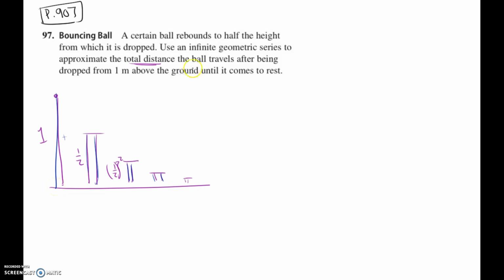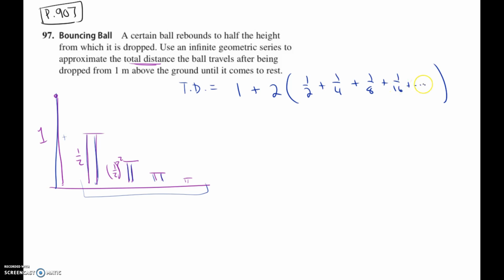So I'm going to say the total distance traveled is 1 plus 2 times these values all added together. That's 1/2 plus 1/4 plus 1/8 plus 1/16, on and on and on forever. Half of a half of a half. Now, you guys probably just know this sum because we've done it so many times in class now. But I'm going to pretend we don't know it.